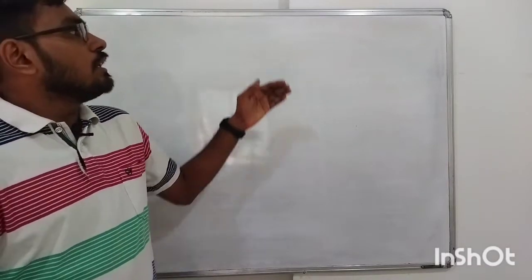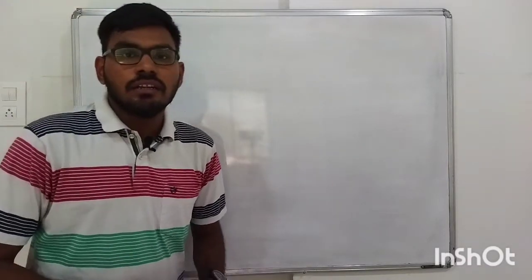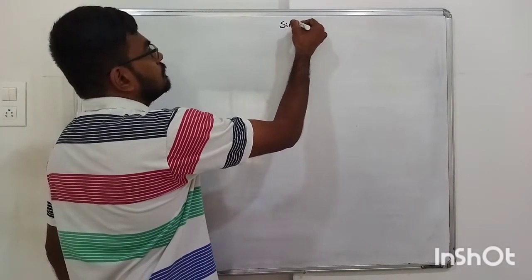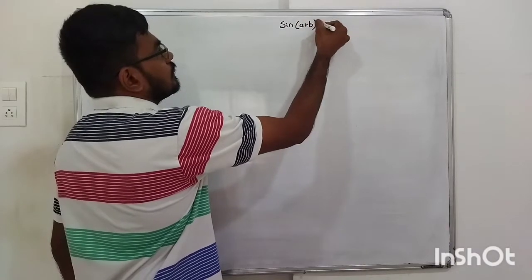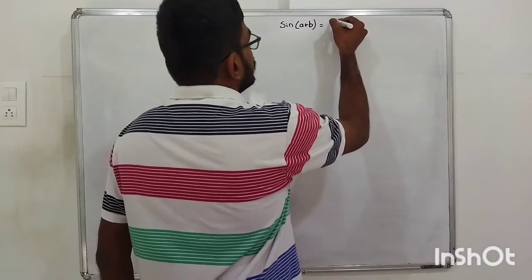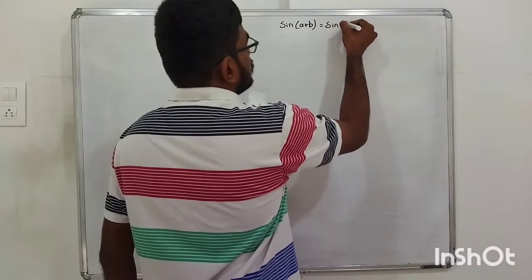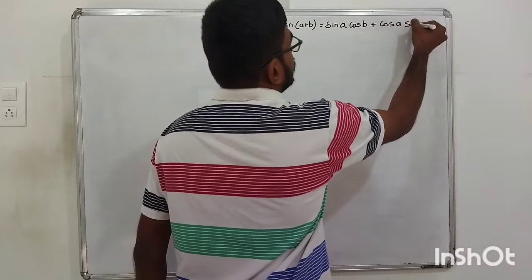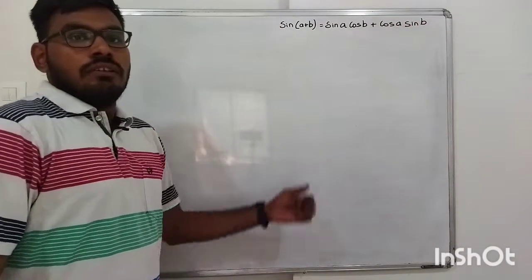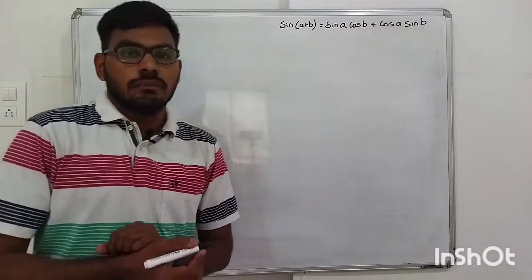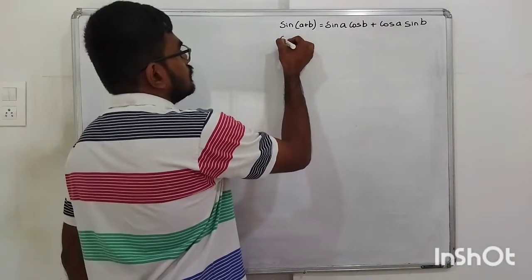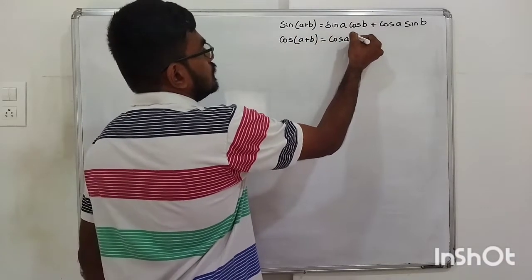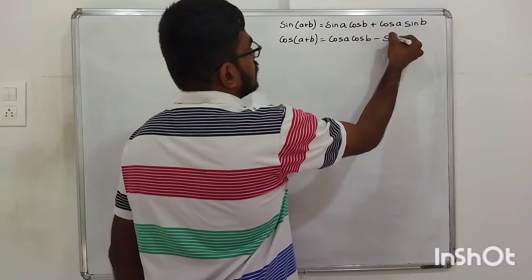Some important formulas I'll write here which you have to remember, and I'll tell you how to remember those formulas. The first one that we have learned was sin of a plus b. So when it is sin, you write sin a cos b plus cos a sin b. When it is sin, we write sin cos and cos sin. Remember this. And when it is cos a plus b, we write cos a cos b minus sin a sin b.